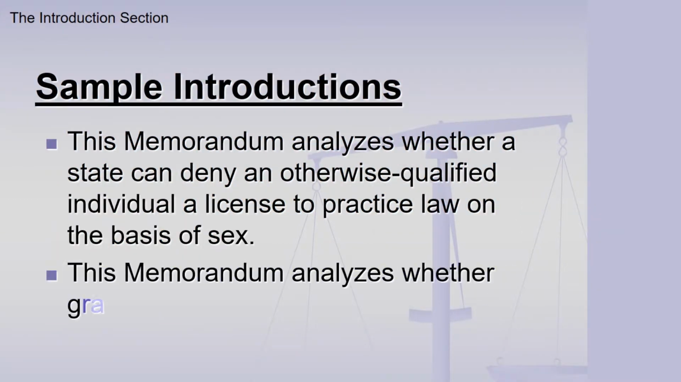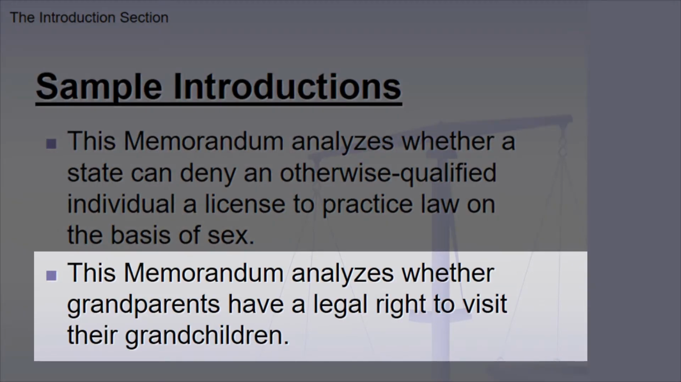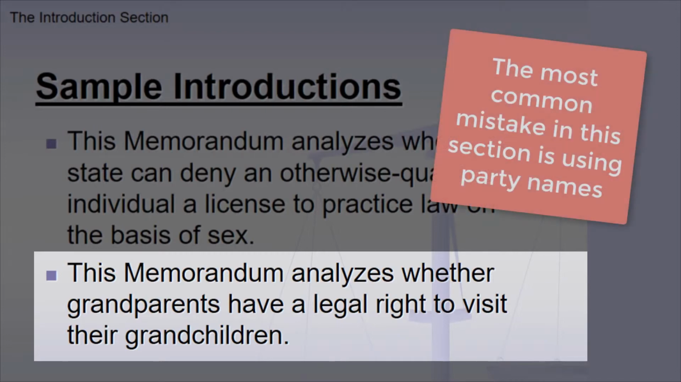Let's take a look at our second example. Again, it's written in a generic way. I don't mention any party names. It's also written at a high level of generality. I don't give too many details about what's going on within this family to cause this conflict.